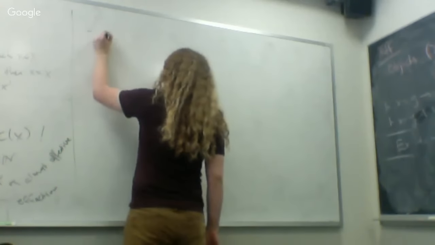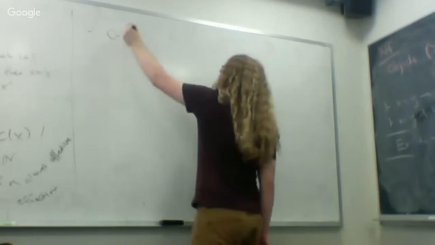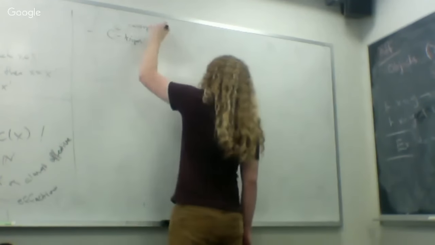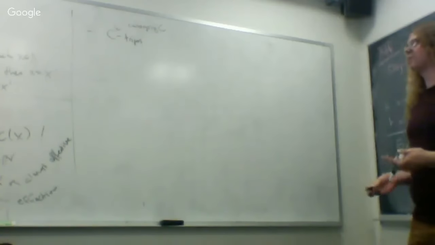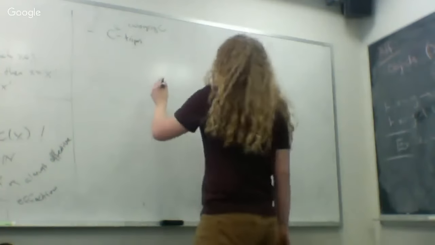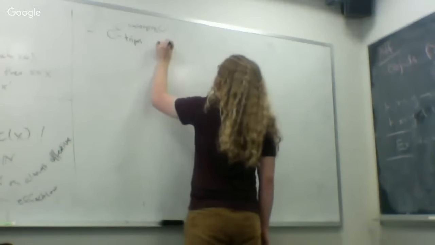So you have a C-tripos on a category C. And this is something sort of like a hyperdoctrine with a power object.